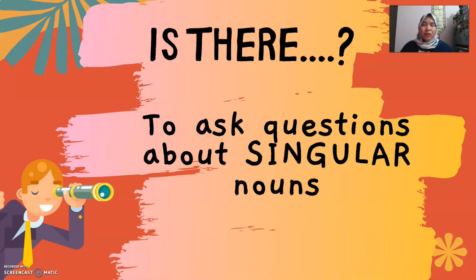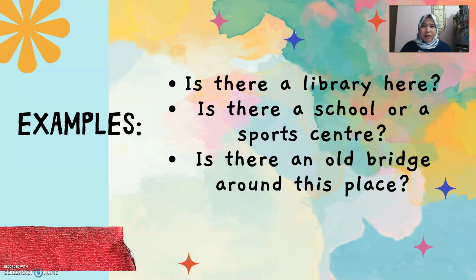Okay, first, let us look at how we ask questions. How do we ask questions using is there? Is there is used to ask questions about singular nouns. Do you still remember the table that I have taught you in class? You need to look for singular nouns. Examples are, is there a library here? A library refers to a singular noun.